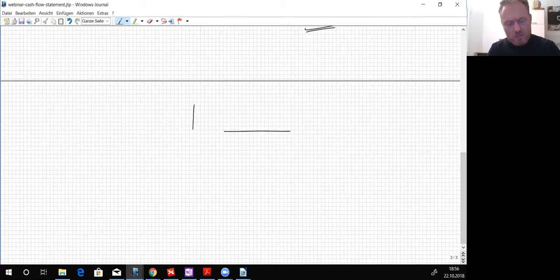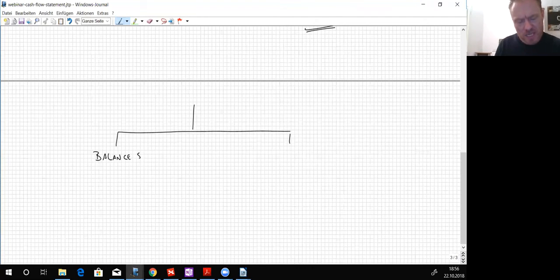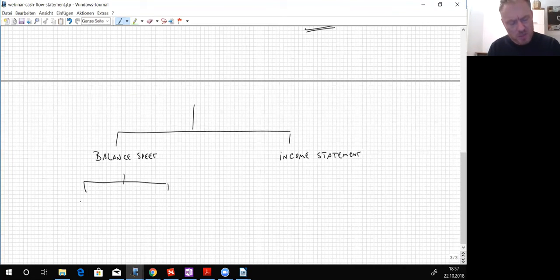There are two main elements to financial accounting: first of all, the balance sheet, and second, the income statement. What's really important is that the balance sheet is made up of a left-hand side and a right-hand side, and so is the income statement.